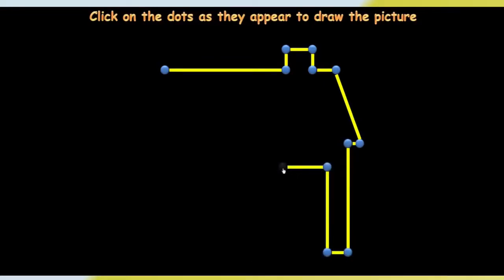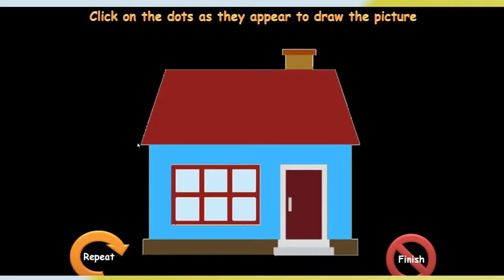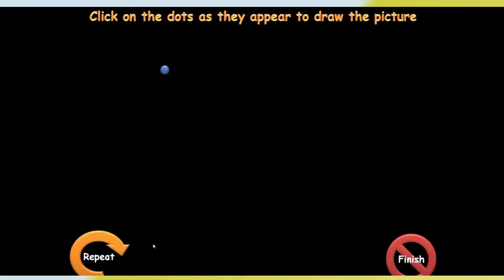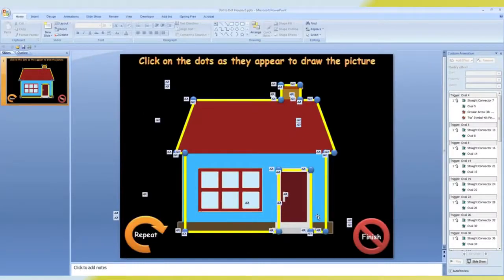Now the way I've done this is that when they've finished with the actual dot to dot bits, the picture will appear. They can repeat the activity or they can exit to finish. And I've used these symbols because these are universally recognisable by a lot of children with additional needs.